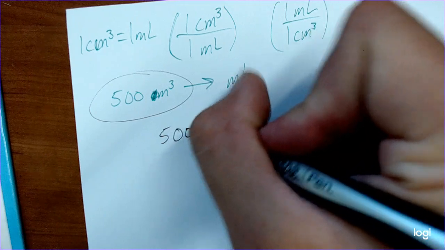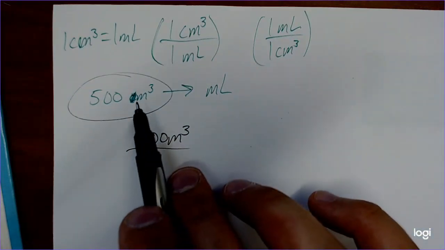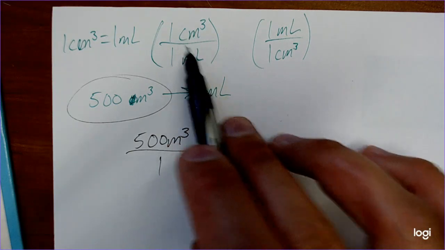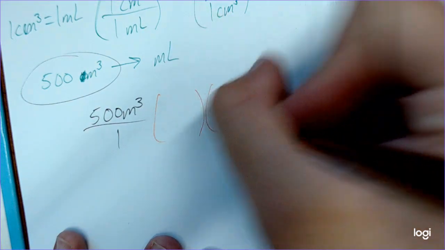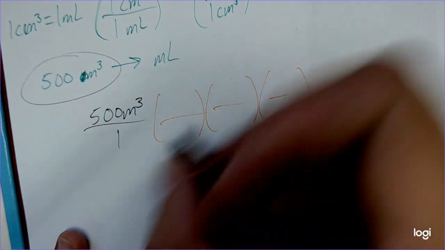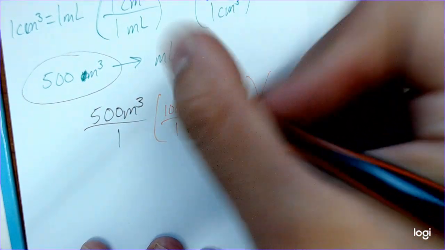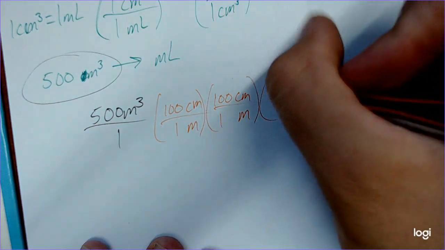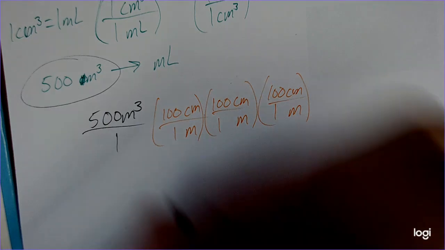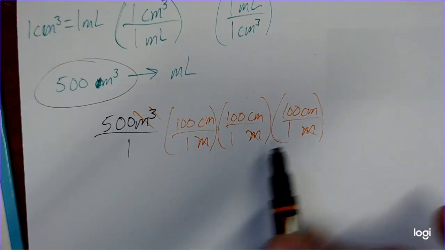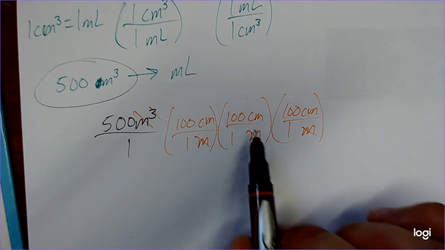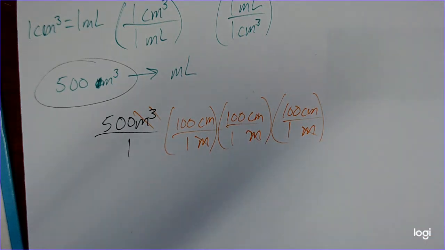So rules don't change. I'm going to take this starting number and write it over 1: 500 meters cubed over 1. Now I don't know a measurement from meters to milliliters, but I do know centimeters, so I have to convert these meters to centimeters. The way I'm going to do that is with good old-fashioned 3 unit multipliers. The word meters is going to be on the bottom of every single one, and I know that there are 100 centimeters in 1 meter, 100 centimeters in 1 meter, 100 centimeters in 1 meter. This is going to cancel out the meters cubed. By writing these 3 unit multipliers, I've gotten rid of the unit meters, and I've created centimeters times centimeters times centimeters, or centimeters cubed, also known as cubic centimeters.